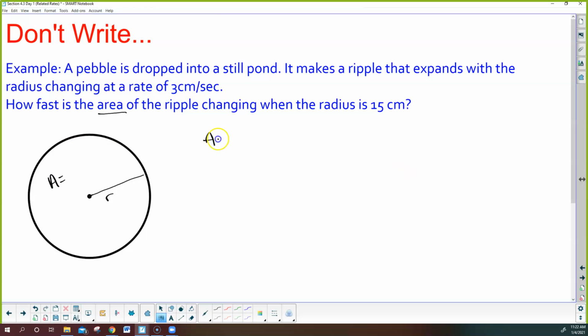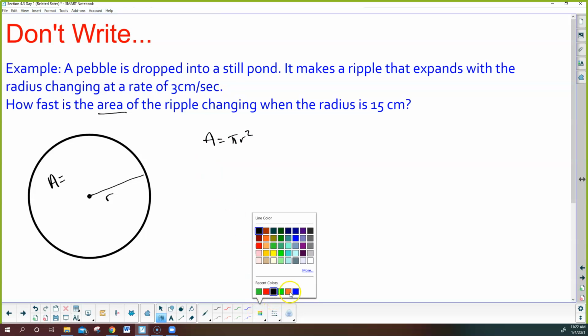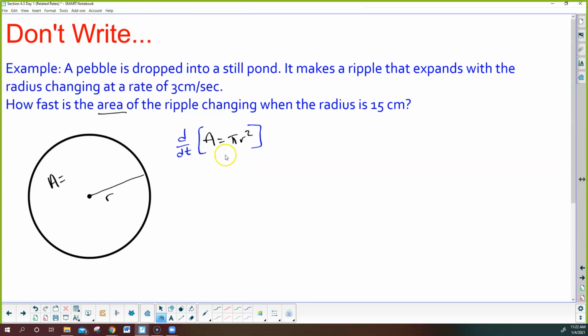I know the area is pi r squared, right? That's the area of a circle. And some people like to do this first. They actually just like to write the equation, and then notice I don't have any rates in this equation until I take the derivative of it. And we're always going to take the derivative with respect to time. All right, so let's see what happens here.